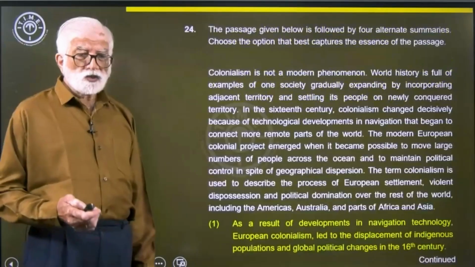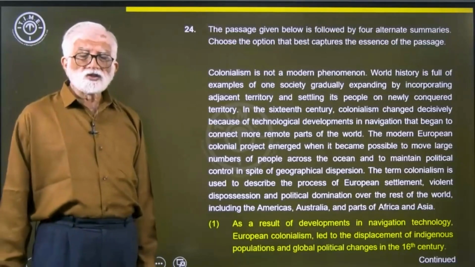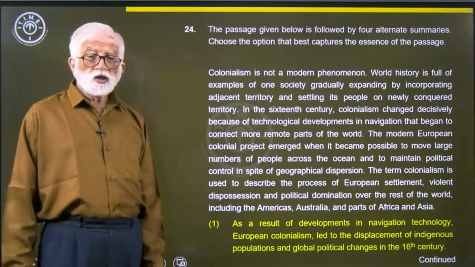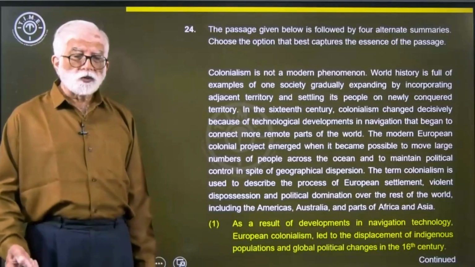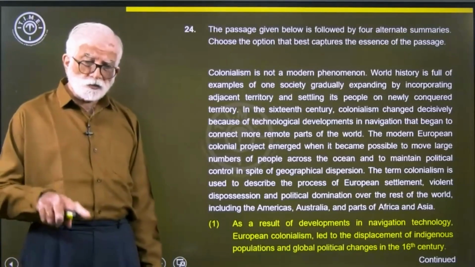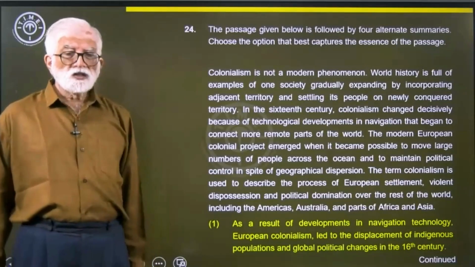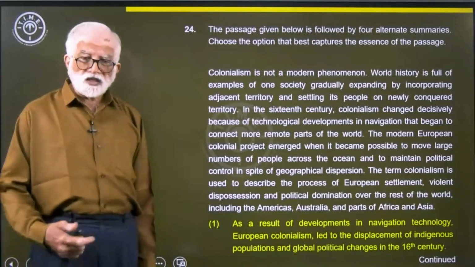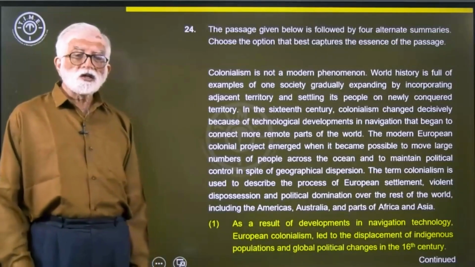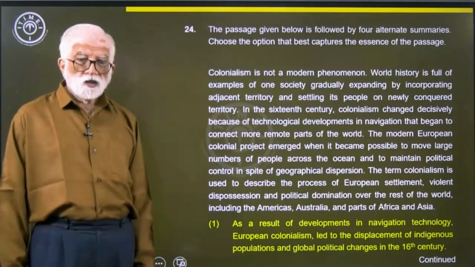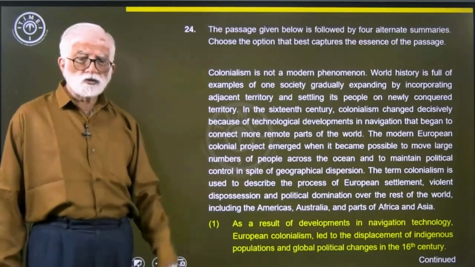And that brings us down to the last one, which is again essence of a passage. Colonialism is not a modern phenomenon. World history is full of examples of one society gradually expanding by incorporating adjacent territory and settling its people on newly conquered territory. So, colonialism and settlers. In the 16th century, colonialism changed decisively because of technological developments in navigation that began to connect more remote parts of the world. So, thanks to sailing and thanks to better sailing vessels, people were able to colonize.